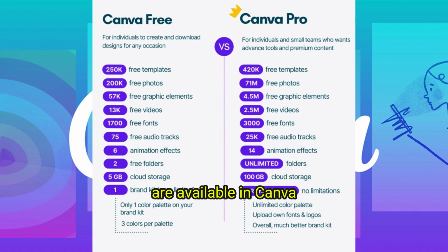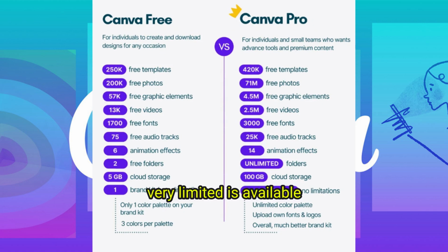1,700 free fonts are available in Canva Free account. On the other hand, 3,000 free fonts are available here in Canva Pro account. 75 free audio tracks in free and 25k audio tracks in Canva Pro. 6 animation effects are available in free account. On the other hand, 14 animation effects are available in Pro account. 2 free folders are available in free account, and unlimited folders are available in Canva Pro account. 5 GB cloud storage is available in free account. On the other hand, 100 GB cloud storage is available in Canva Pro account.